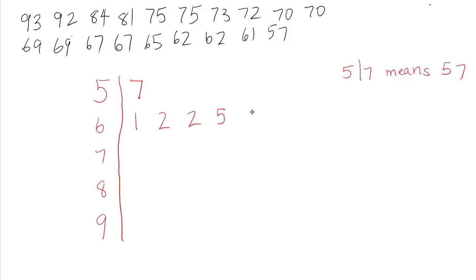65, 67, 67, 69, 69. I go into the 70s now. There's a 70. And then another 70. Notice that I'm trying to line these up. 72, 73, 75, 75. In the 80s, there's an 81 and an 84. And in the 90s, there's a 92 and a 93. Aside from my sloppy handwriting, that's basically what a stem plot should look like.